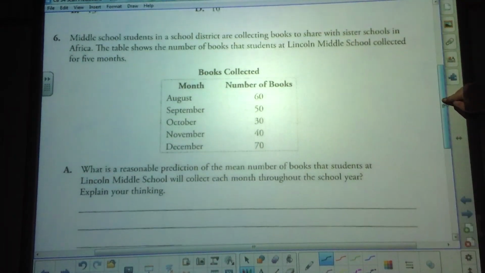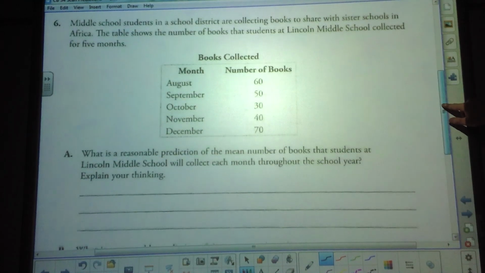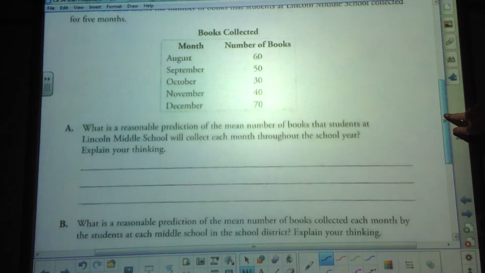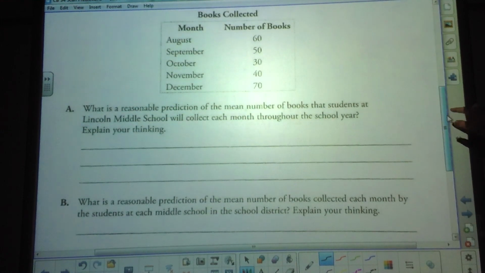Number 6 is very, very similar. Middle school students in a school district are collecting books to share with sister schools in Africa. The table shows a number of books that students at Lincoln Middle School collected for 5 months. All right, so it looks like we're going to try to use the 5 months to predict what would happen over the course of the year. What is a reasonable prediction of the mean number of books that students at Lincoln Middle School will collect each month throughout the year? Explain your thinking.